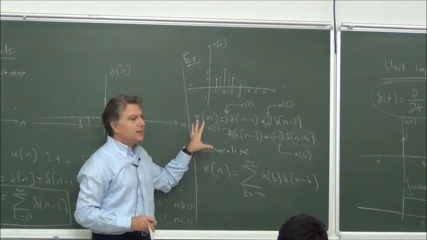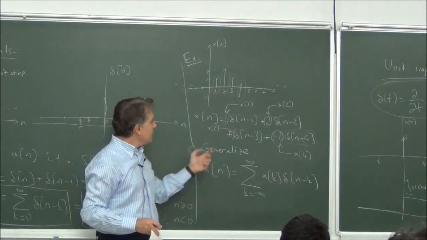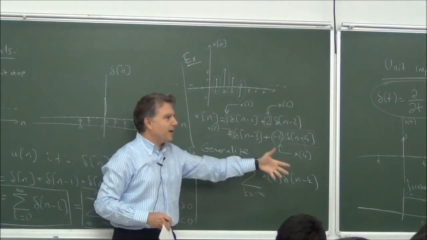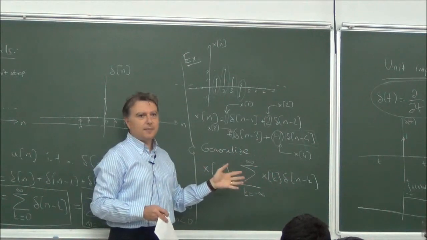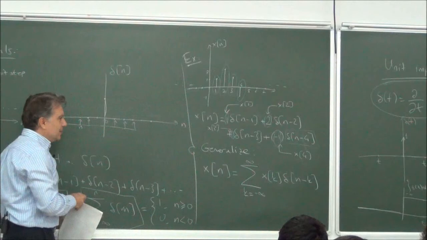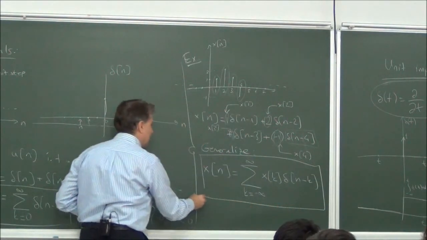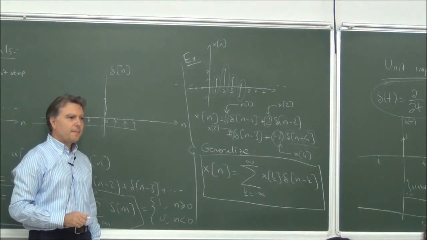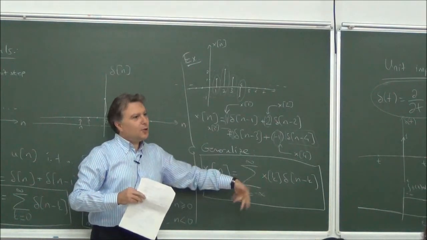Why didn't I write all the others from minus infinity to infinity? Because for all the others, xk are 0. So it is 0 times delta n minus 5 plus 0 times delta n minus 6, etc. They are unnecessary. That's why I didn't write them. But in general, we can write it like this. If xk's are 0 at some point, you don't need to write them.